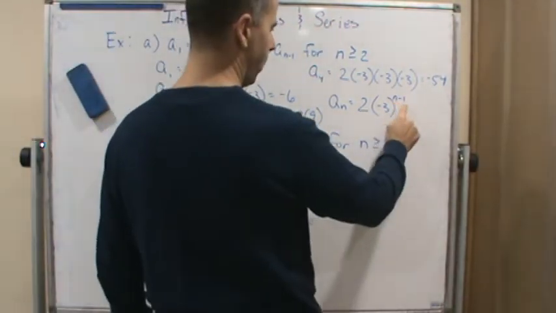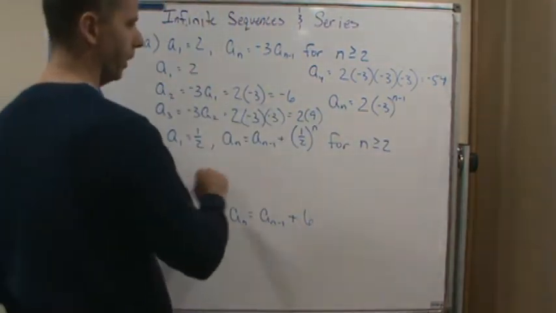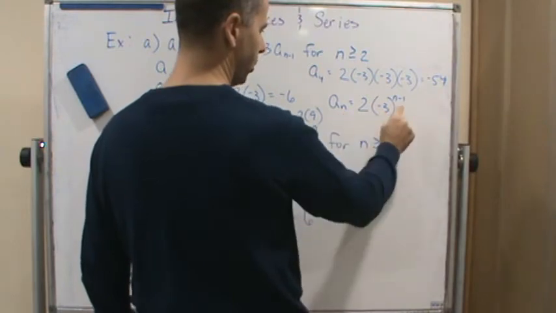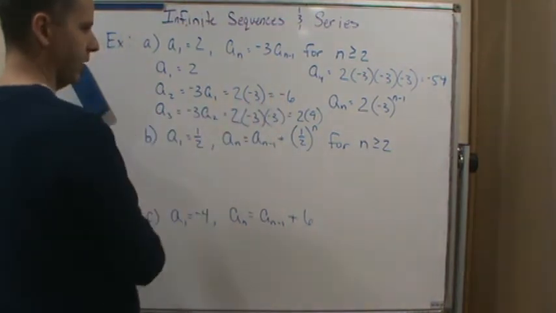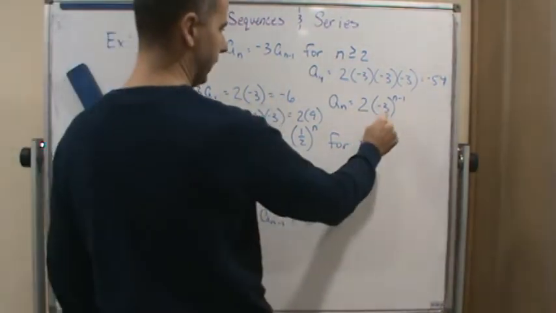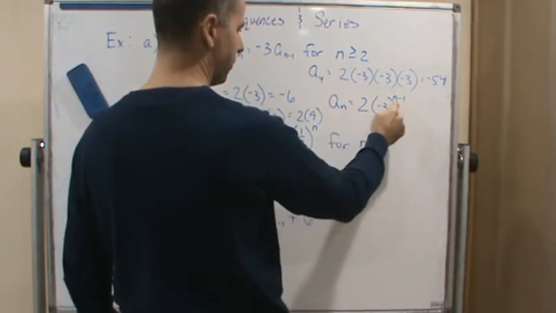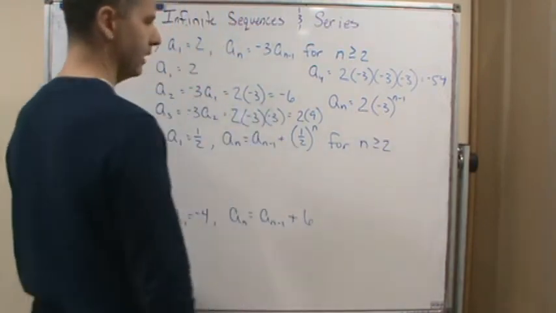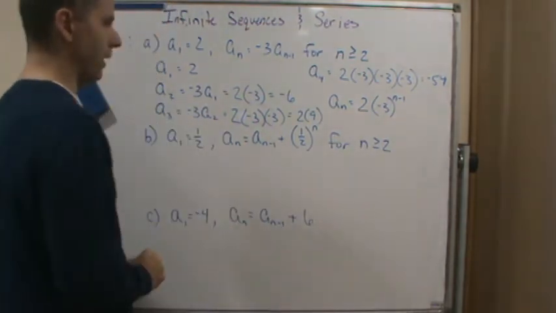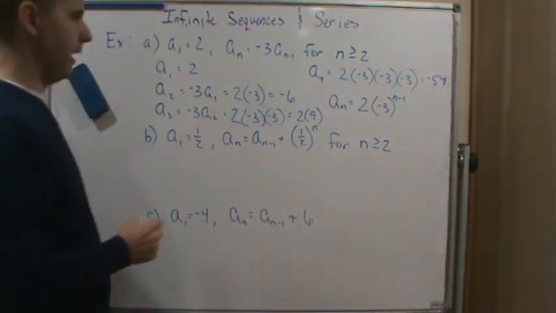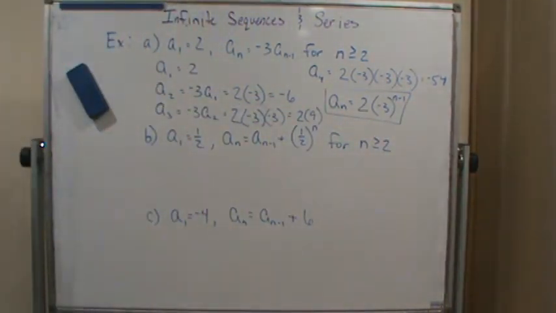If n is 1, we get negative 3 to the 0 power, which is 1. 1 times 2 is 2. And then for n equals 2, we get 2 minus 1, which is 1. So we get negative 3 times 2, which is negative 6. And for n equals 3, 3 minus 1 is 2, so we get negative 3 squared, which is 9, and 2 times 9 is 18. And so guess what? That is the final result. So this is our explicit formula. Okay, good.